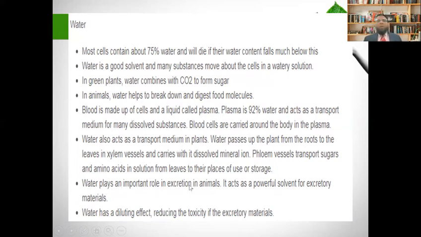Water plays an important role in excretion in animals. As I've told you, urea is expelled from the body because it is dissolved in blood plasma. Water acts as a powerful solvent of excretory material and has a diluting effect, reducing the toxicity of the excretory material. Without water, there is no life. Without water, there is no transportation. Without water, there is no formation of energy in the body. So water is very important and essential for life. If there is water, there is life; if there is no water, there is no life.